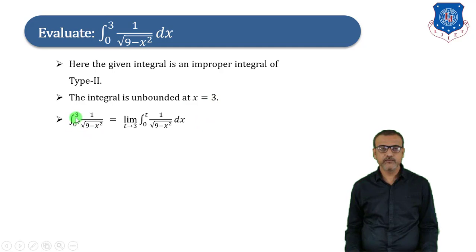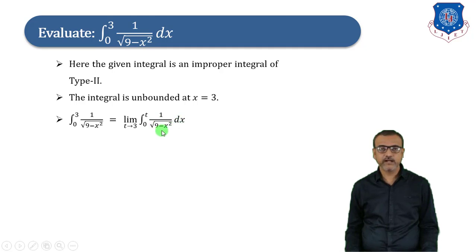Now integration from 0 to 3, 1 upon square root of 9 minus x square. As this function is not defined at x equals 3, we will replace 3 by t and then we will find the limit of this whole integration as t tends to 3. So this is equals to limit t tends to 3, integration from 0 to t, 1 upon square root of 9 minus x square dx.